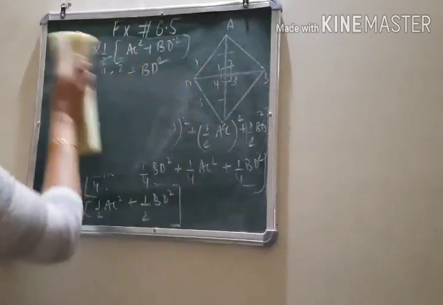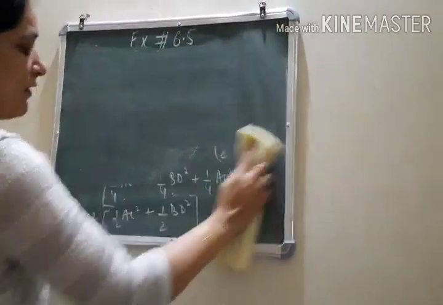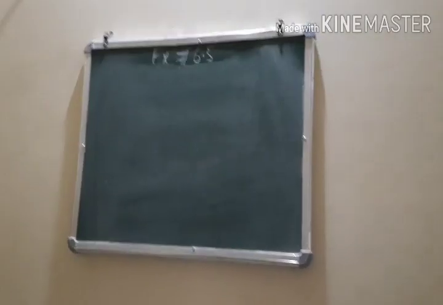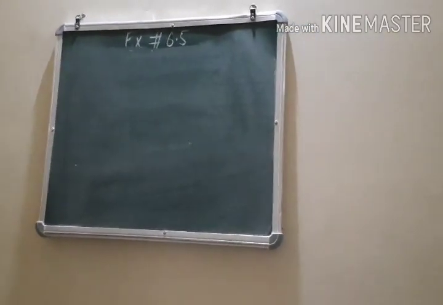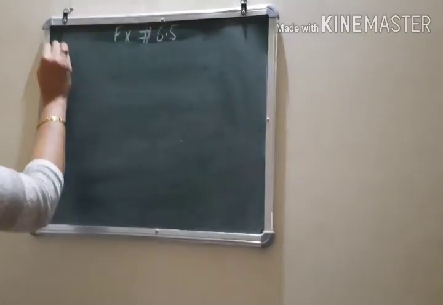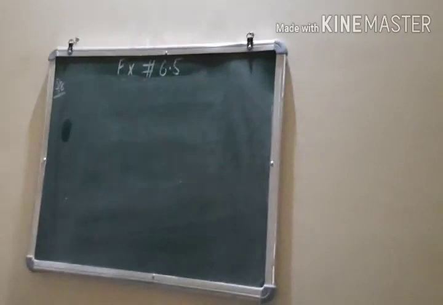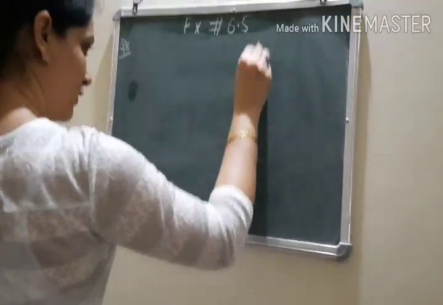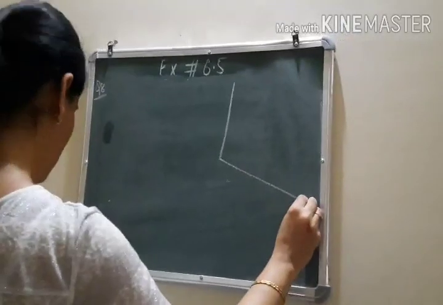Right? So this is question number 7 of exercise 6.5. Let's move to question number 8 now. Question number 8. In the figure, O is a point. This question I will not solve completely, I will just tell what to do. So let me just draw the figure, and then you have to try this question yourself.